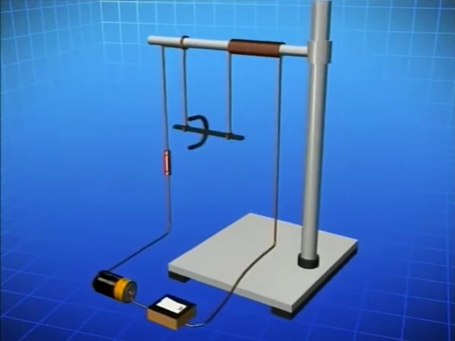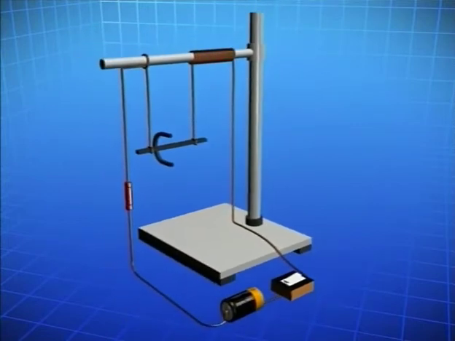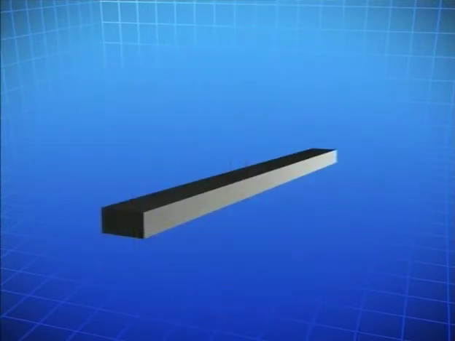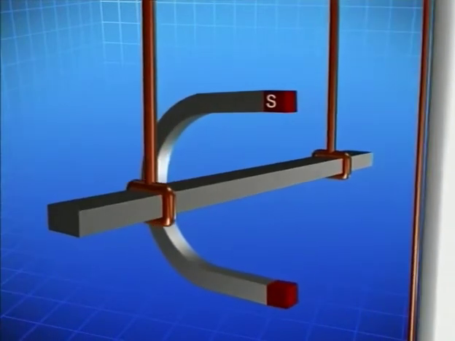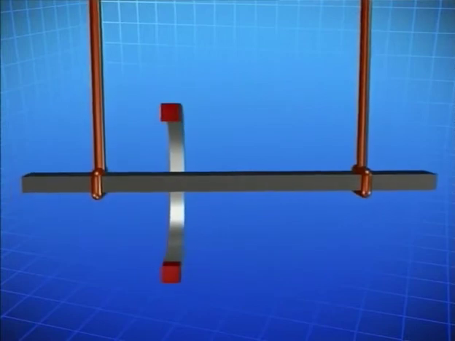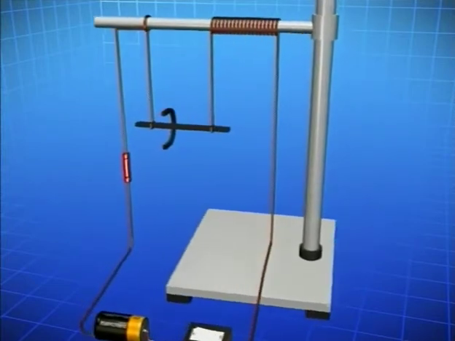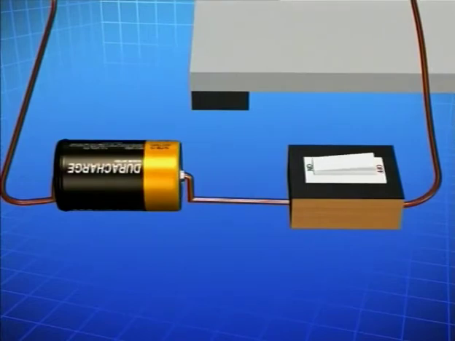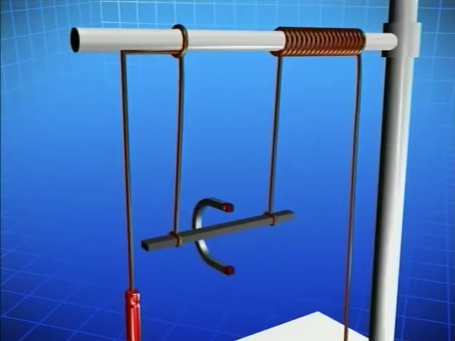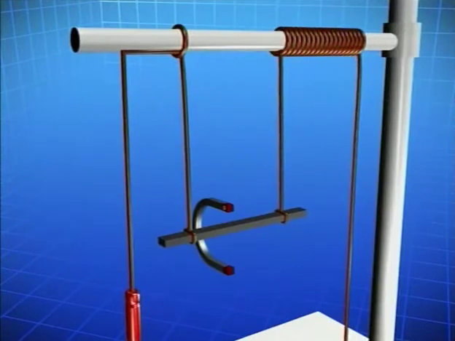Now look at this phenomenon through this experiment. Take a small aluminum rod, suspend it horizontally, and place a horseshoe magnet in such a way that the rod lies between the two poles with the magnetic field directed upwards. Connect the aluminum rod in series with a battery, a key and a rheostat. Now pass the current in the rod. The rod will be displaced. Now reverse the direction of current. This time, the rod will be displaced in the reverse direction.